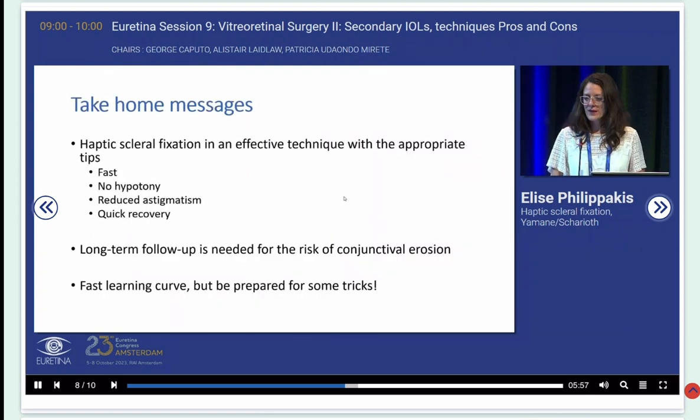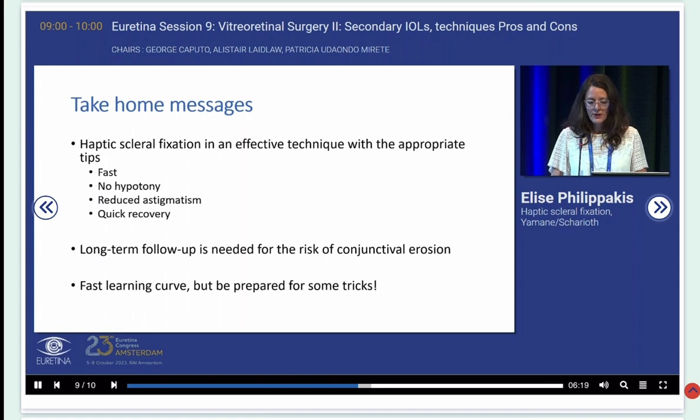So take-home messages. I think haptic scleral fixation can be an effective technique when you have the good tips, especially with the Yamane technique. It's quite chic. You do it fast, transconjunctival, with reduced astigmatism and quick recovery. The eye is almost like white. So long-term follow-up is needed for the erosion.